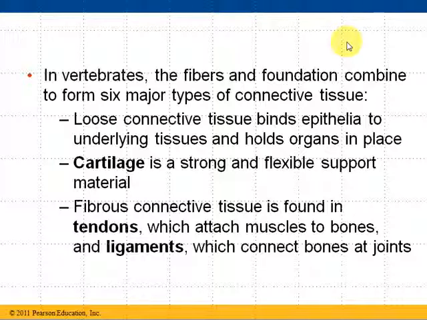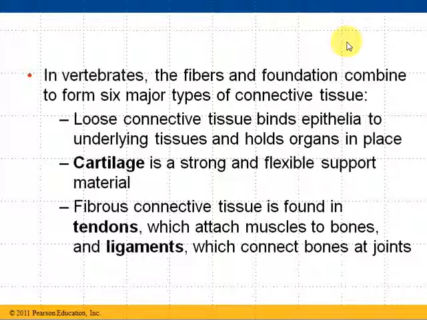Then next we have cartilage, which you've probably heard of. Cartilage is strong, flexible support material. Your earlobes are primarily made out of cartilage. The tip of your nose is primarily made out of cartilage. Then we have fibrous connective tissue such as tendons. Tendons attach muscles to bones. If you're going to move your skeleton around, you have to have an attachment point, and tendons are the attachment material that connect muscle and bone.